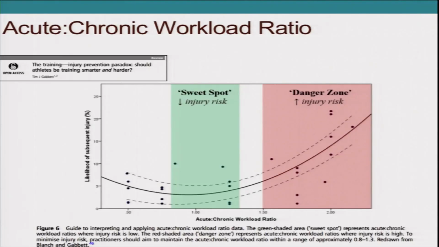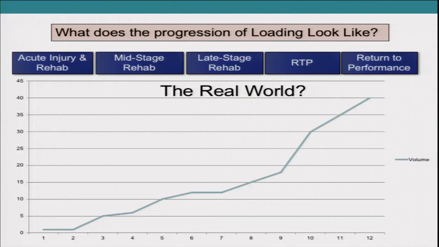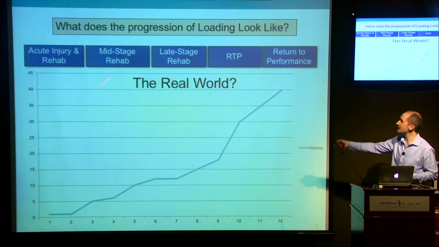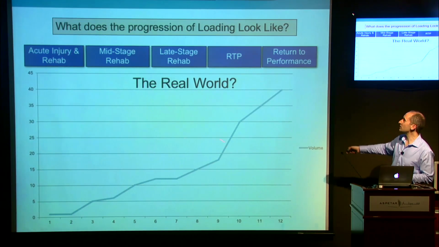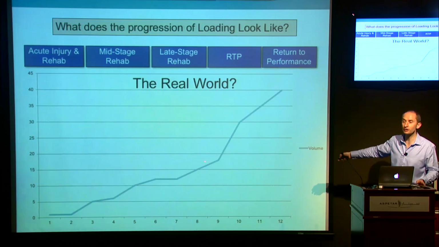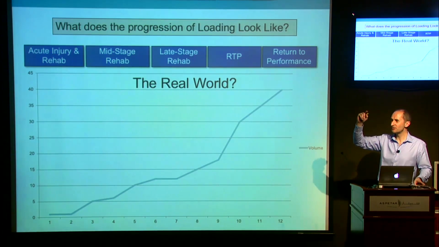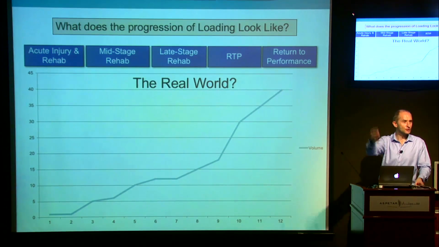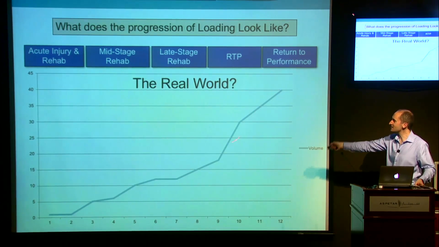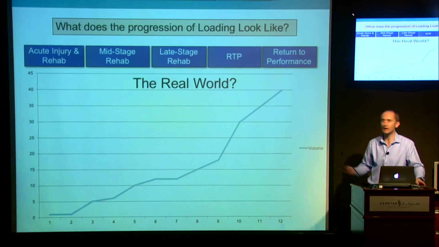So, in the real world, what I would argue probably happens when we return to sport is we go through our rehabilitation process with a stepwise progression of loading. We get an increase at late stage, then all of a sudden you return to sport and your load goes right up through the roof. You play at a higher intensity, you train every day, and our loading increases. And what does our acute chronic workload ratio look like there?